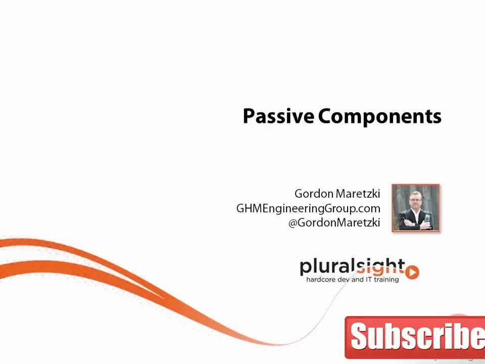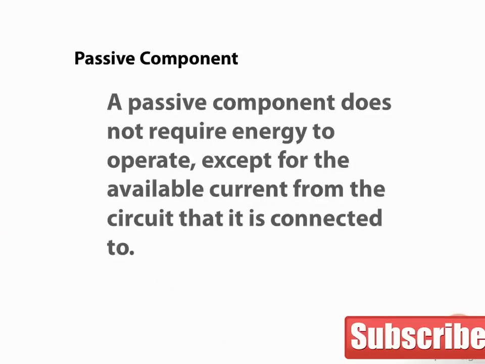Components can be categorized into two basic categories. One is passive and the other is active. A passive component is a component that does not require energy to operate except for what is available in the circuit that it is connected to. The passive component is not capable of power gain and is not a source of energy.